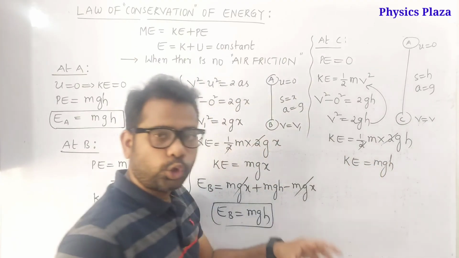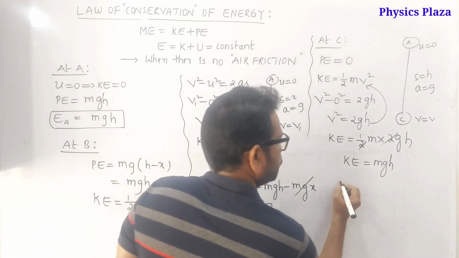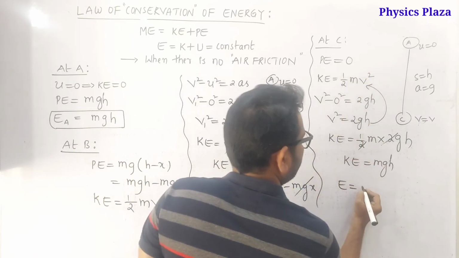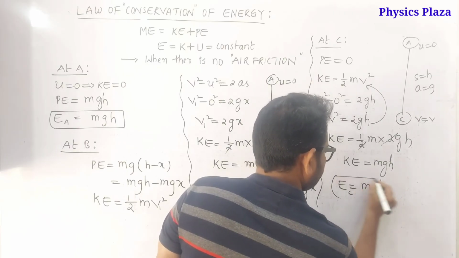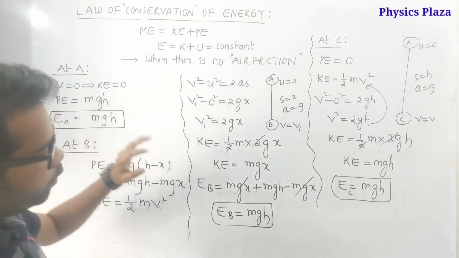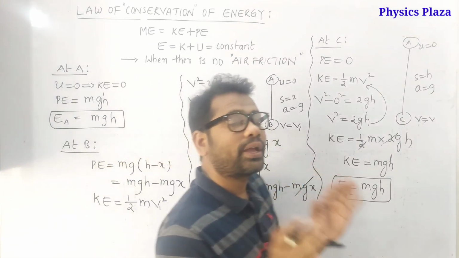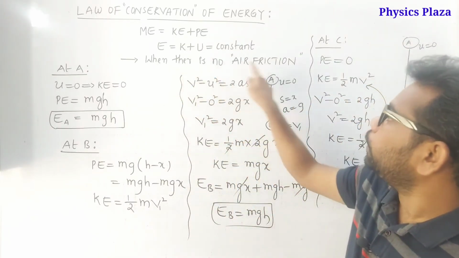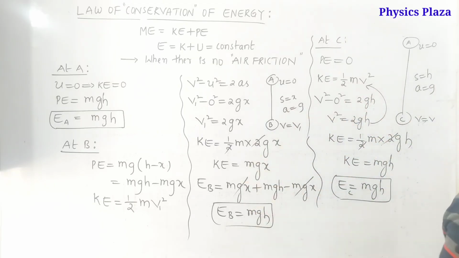Now let us calculate the total mechanical energy, that is the sum of the potential and kinetic energy. So total mechanical energy is equal to mgh plus 0. It is going to be mgh at point C. So children, whether you take point A or point B, at point C we got mgh only, which means the total mechanical energy remains constant. But we should not forget that this is when there is no air friction. So this is how we can prove conservation of energy.